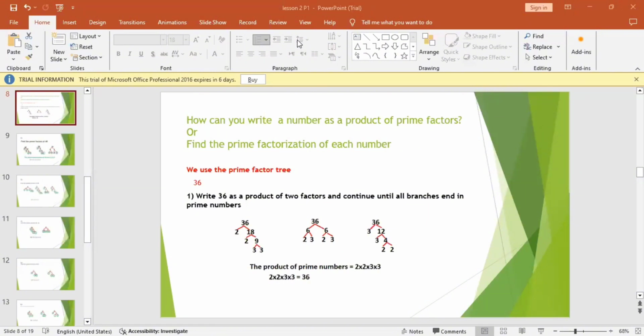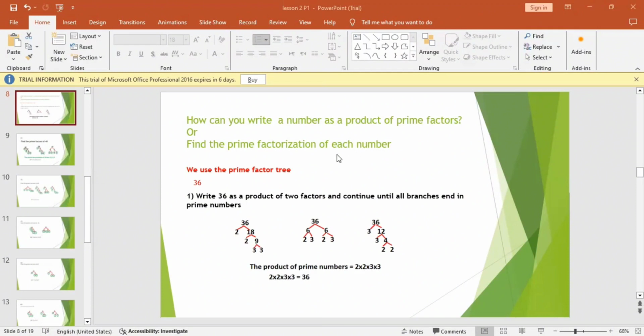Let's learn how we can write a number as a product of prime factors. Product means the answer of multiplication. So how can I write any number as a product of prime factors? It means multiplying prime factors to get the number. Or the question can ask you to find the prime factorization of each number.